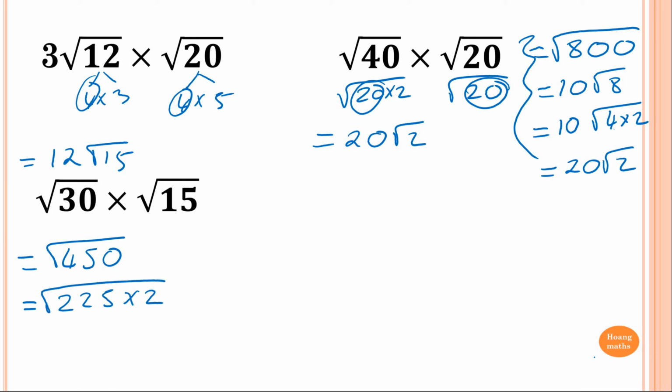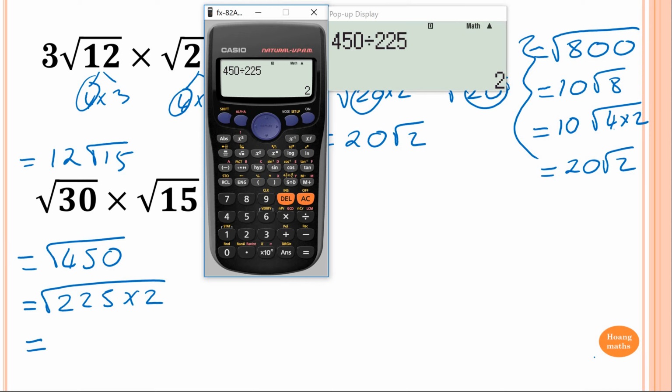Now, remember 225. What did I say? What did you see there? You got a 9 and a 25. See, square root 9 is 3, square root 25 is 5, 3 times 5 is 15. Otherwise, you calculate the square root of 225. There you go. See, 15.